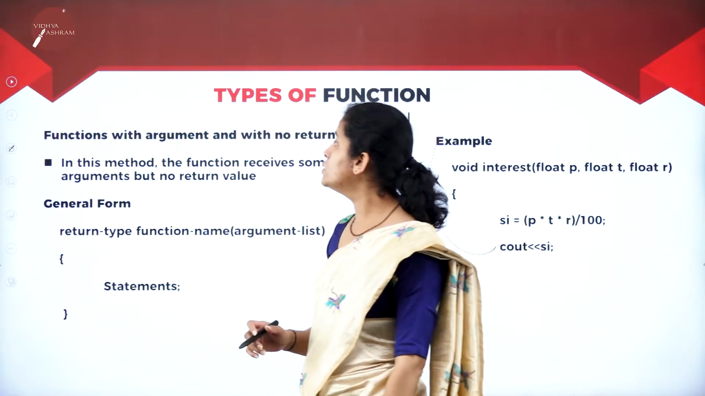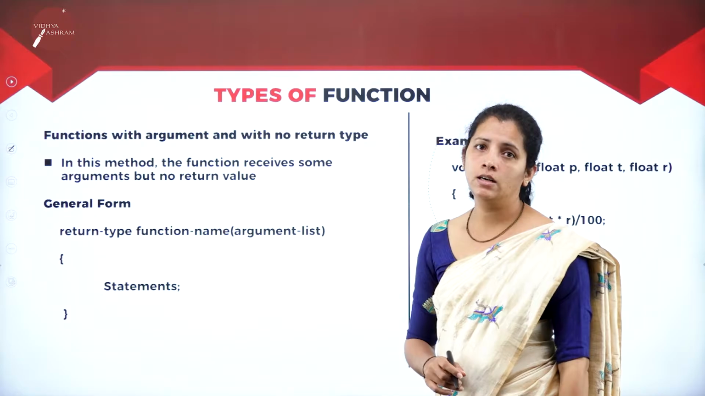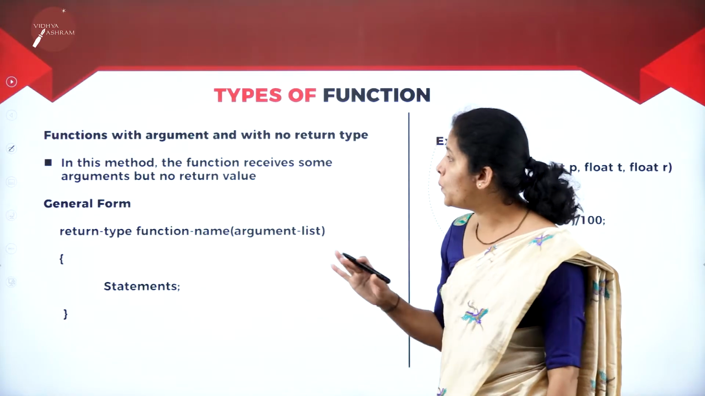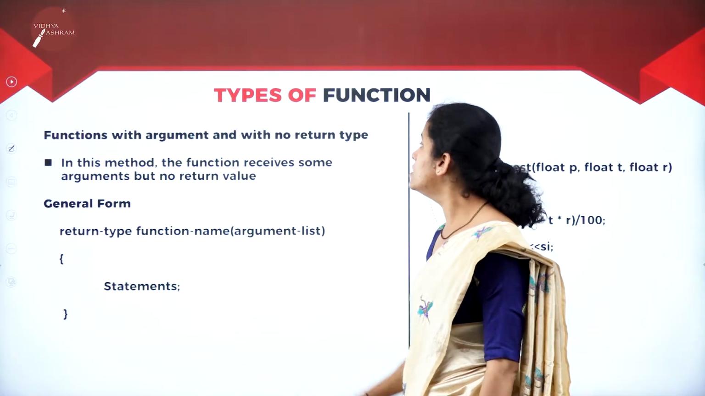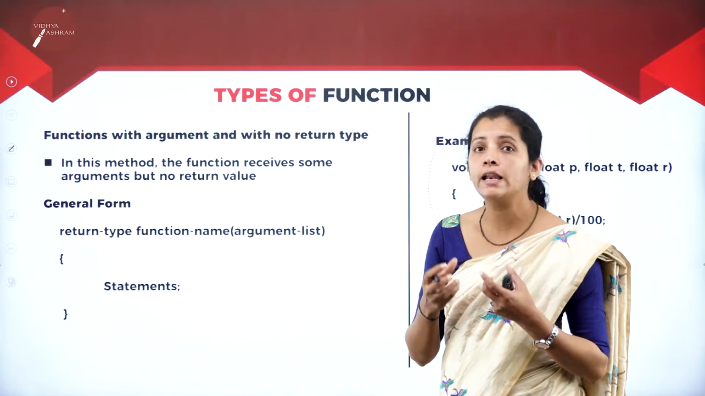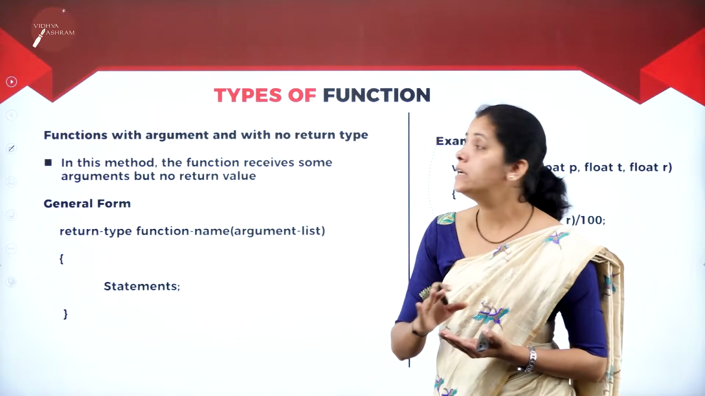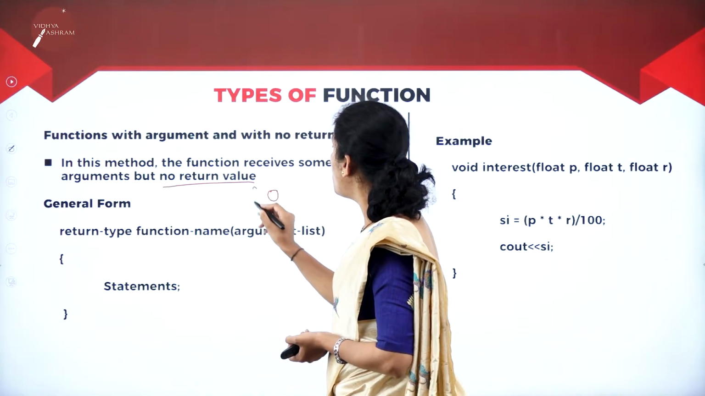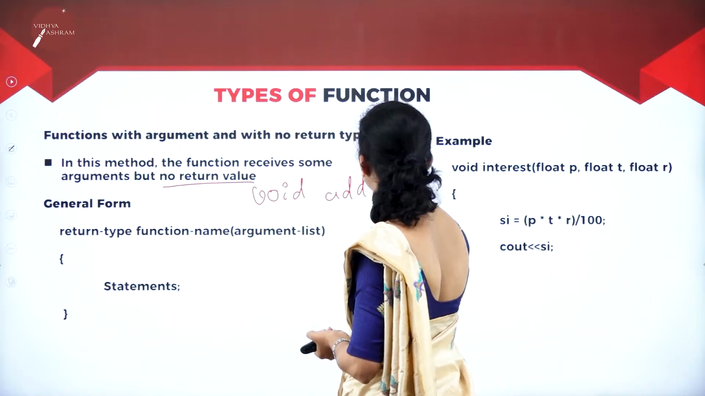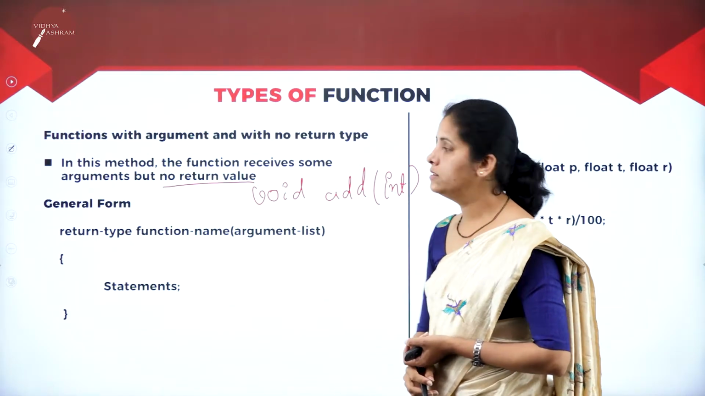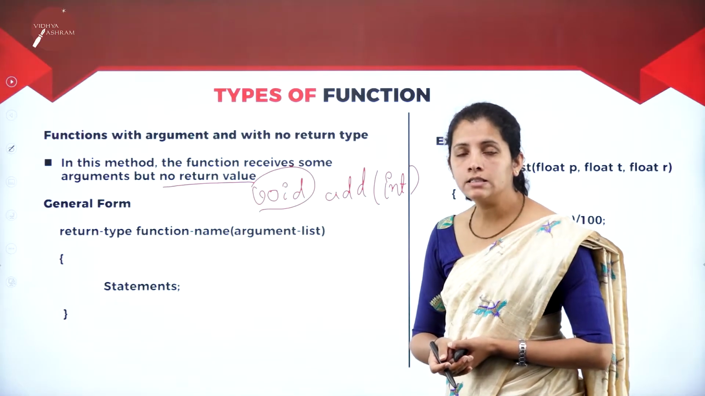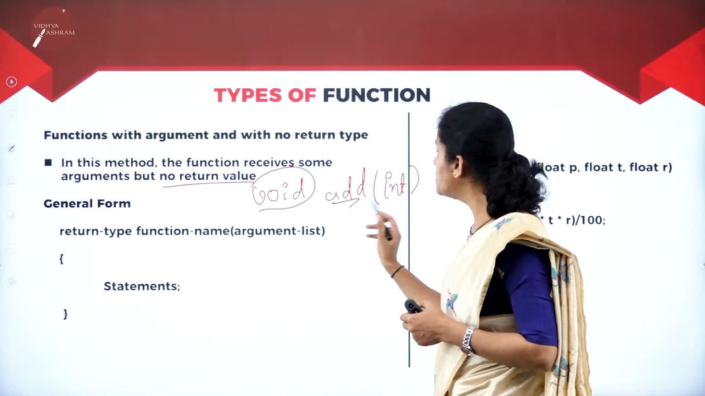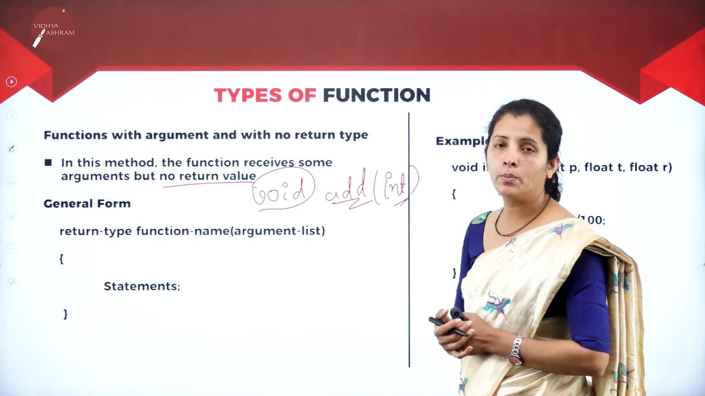Moving further, I'm going to have function with arguments and with no return type. According to this type, the function can have arguments, but it does not return any value. So this method of function receives some arguments. That means this function can receive the arguments, but it does not return any value. So no return value. For example, I'll write void, then the add function. So this is my function name, and int is nothing but the arguments. The void return type indicates that I'm not going to return any value. So it is an empty set. For that reason it is void. And this is my user defined function name, and these are my argument list.